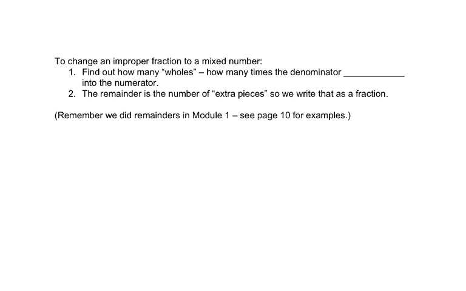So to change an improper fraction to a mixed number, we need to figure out how many wholes, how many times the denominator divides into the numerator. The remainder of that division is the number of extra pieces, so we write that as a fraction. And remember, we did remainders in Module 1, so you can go back to page 10 if you need other examples.